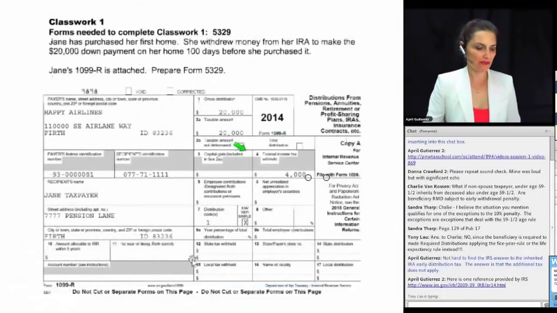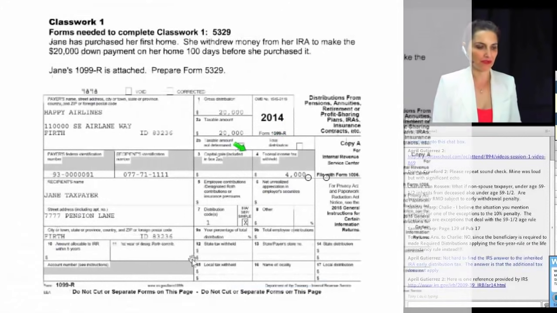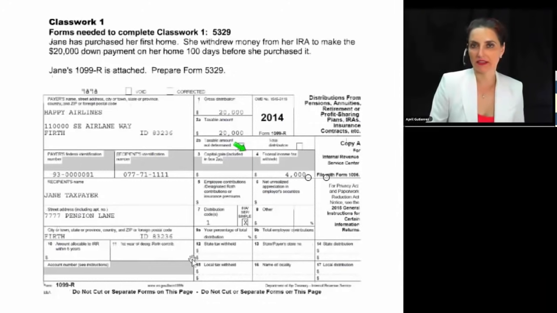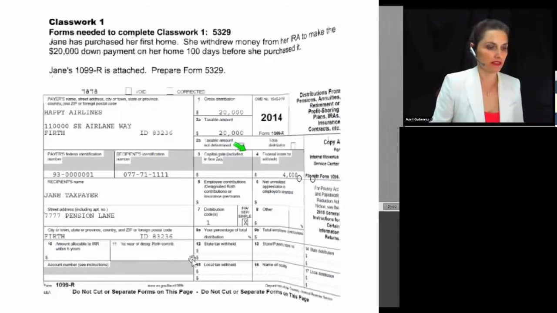All right, everyone, welcome back from break. And while we were on the break, I asked you to work through and figure the answers to this particular classwork assignment. And we can see that this particular 1099-R says that the distribution is from an IRA. That means then that the distribution can qualify for an exception for purchase of a first home as long as it's made within 120 days of the purchase of that home, and we can see here that it was within 100 days. The next rule is she took out $20,000, but the maximum amount she can exclude from the penalty is $10,000. Therefore, she is still going to have to pay tax on $20,000 of income, and she will owe a penalty on $10,000.